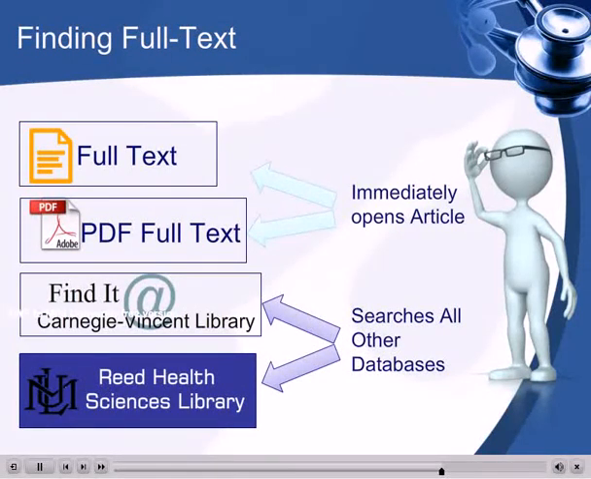The third icon is referred to as the Find It At icon. This one, as well as the bottom icon for the Health Sciences Library, means that the full text is not available within CINAHL, but may be available in any of our other databases. By clicking on one of these 2 icons, you will initiate a search in all of our other databases. If the item is available, you will see the information on the next slide.